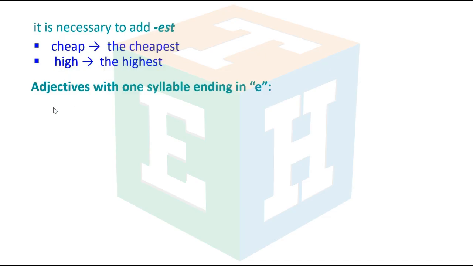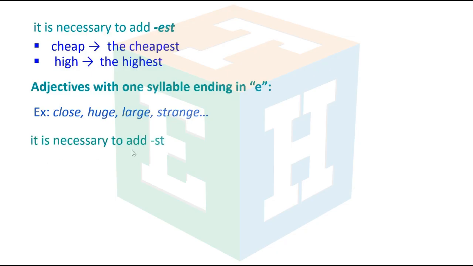Adjectives with one syllable ending in E. Example: close, huge, large, strange. It is necessary to add st. Nice, the nicest. Wise, the wisest.